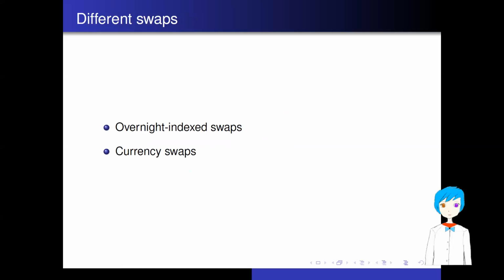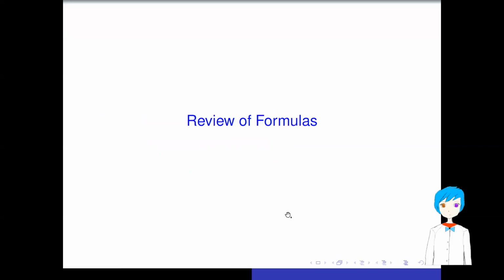Also, there are some different kinds of swaps, like the overnight index swaps, and also we have the currency swaps. Currency swaps means that the swaps are done in different currencies. Of course, we have to consider different fixed interest rates and different floating interest rates.